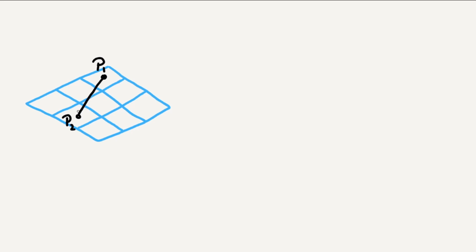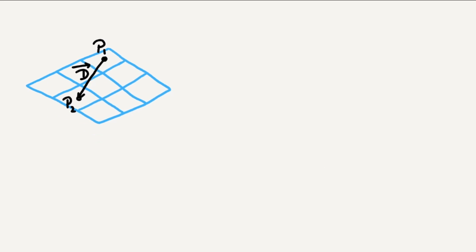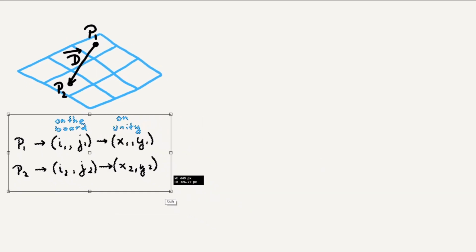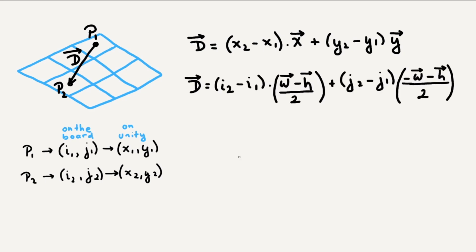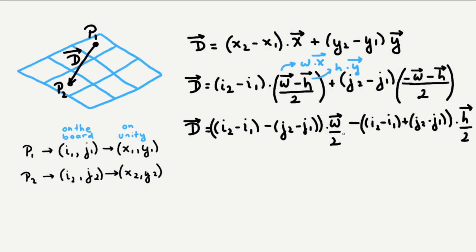So the distance between two random tiles that we'll be calling P1 and P2, according to their x and y position on Unity, can be expressed by this equation. Now, the distance between two random tiles can be described as such. We can then rearrange this expression so that we can finally get the influence of the i and j on the x and y position of our tile inside of Unity.